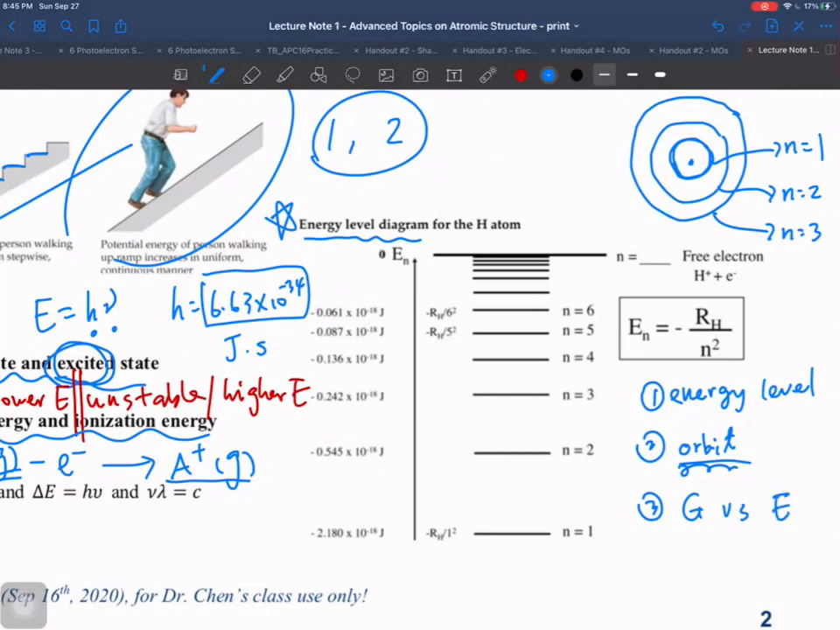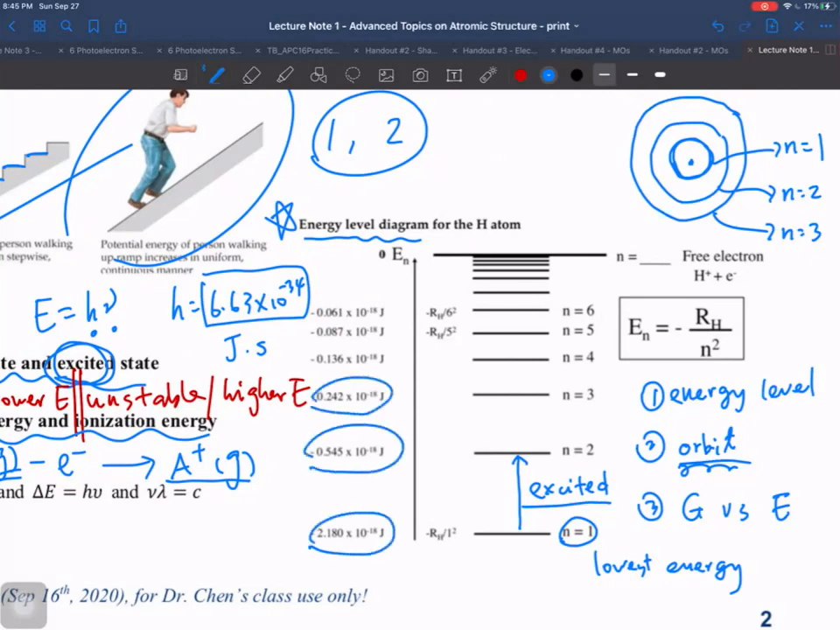I will make it slightly easy. So the electron will prefer to stay in n equals 1 because at this moment, it has the lowest energy. And then if it absorbs energy, it will be excited. Obviously, it will have higher energy. You can see we describe the value of the energy here.